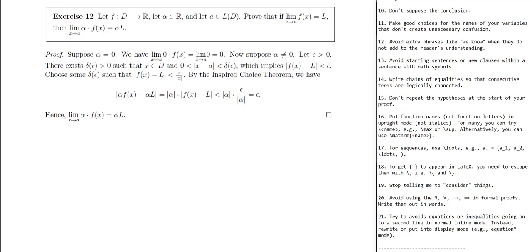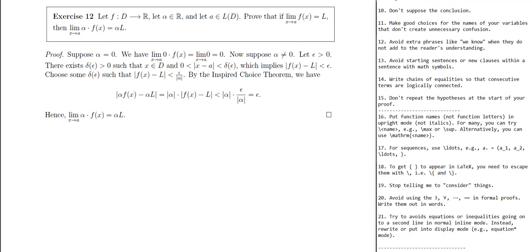Okay, so now we have f going from D to the real numbers, and alpha is a real number, a is a limit point. Prove that if the limit as x approaches a of f of x equals L, then the limit as x approaches a of alpha times f of x equals alpha L.